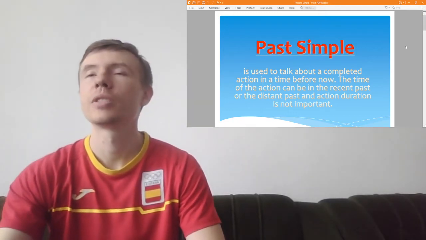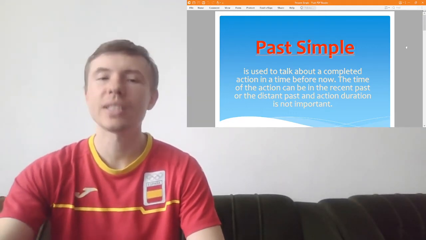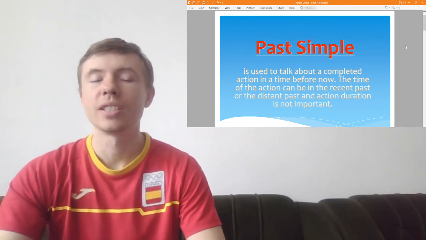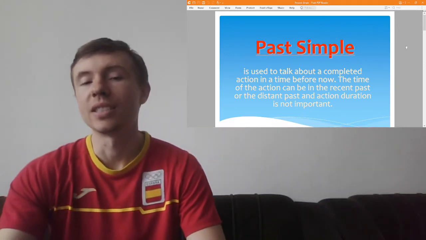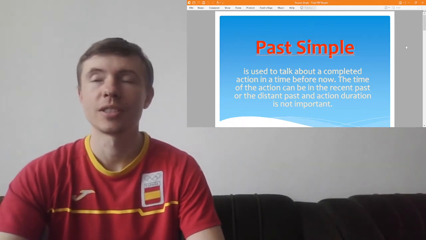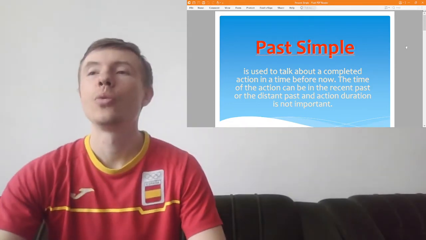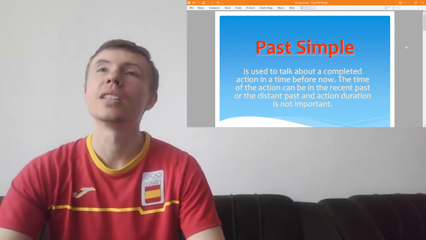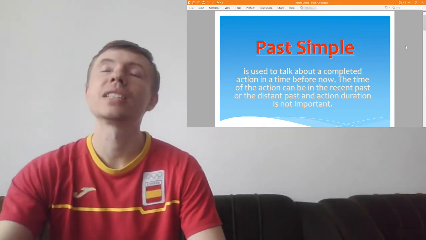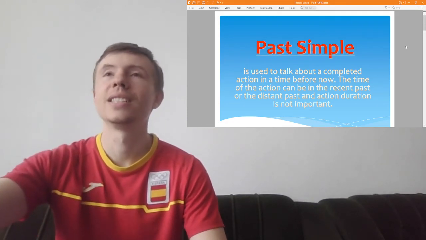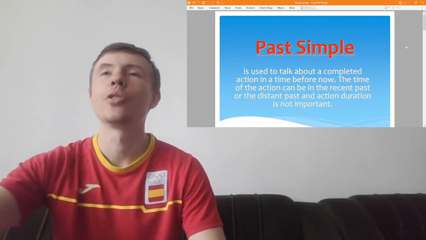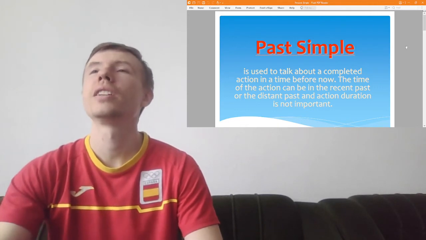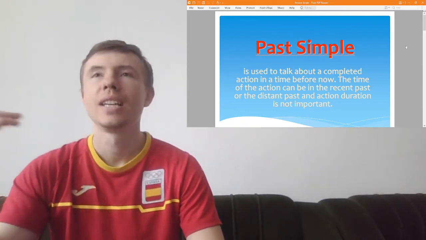In the first step, it's necessary to simply remember that past simple is used to talk about a completed action in a time before now. The time of the action can be in the recent past or the distant past, and action duration is not important. Now, who can tell me what indicator words show that this sentence is supposed to be built in past simple? Of course, yesterday, the day before yesterday, 3 weeks ago, last week, the year, yes, in 2007. Yeah, so all of the words and word combinations which mean some time ago.